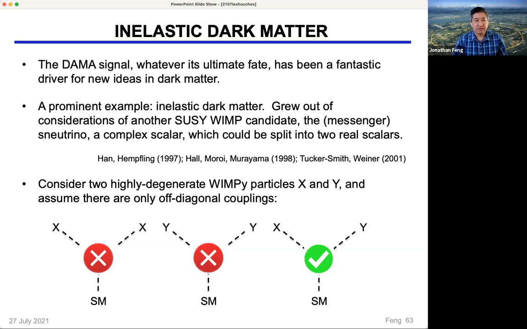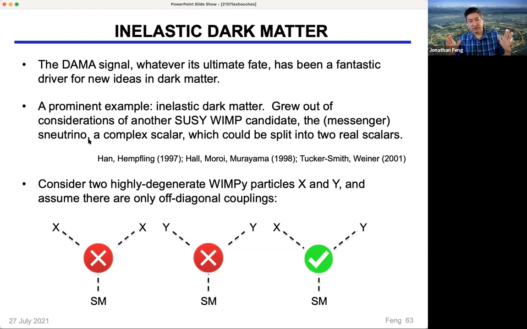Anyway, whatever its fate, DAMA has been an incredibly fertile driver for new ideas in dark matter. And this is probably the first and most prominent one. So inelastic dark matter grew out of considerations of another SUSY WIMP particle, the sneutrino, okay?